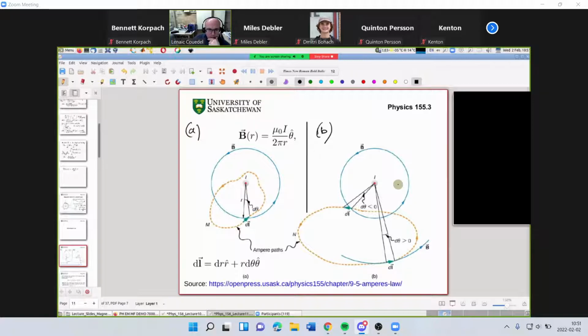And we will try to find the integral of the magnetic field along this path. Okay, so what we want to know is the integral around the closed path.